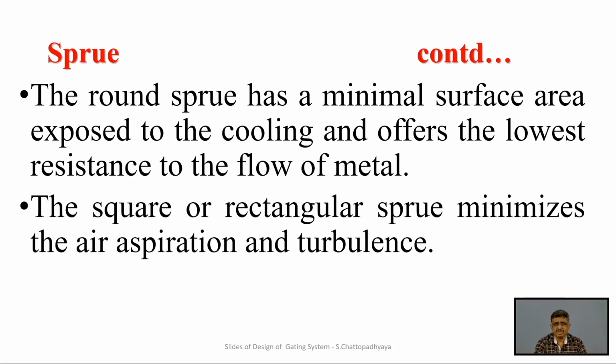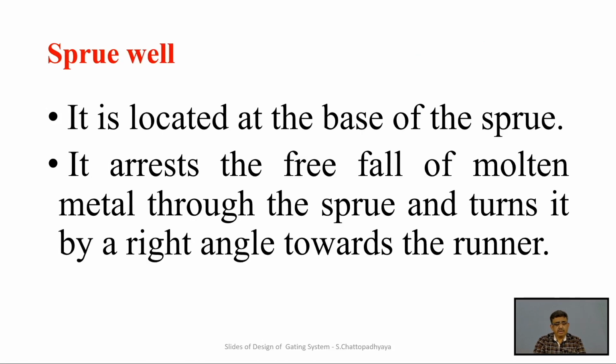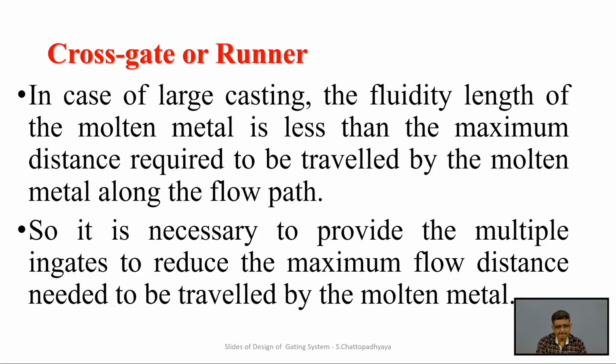the different geometrical shapes. The sprue well is the bottom part of the sprue, located at the base of the sprue, and it takes the free fall of molten metal through the sprue and turns it at a right angle towards the runner. So it is just like a wicket keeper. It takes the extra part of it and ensures that the flow is smooth, and the extra flow will be kept in the sprue well.